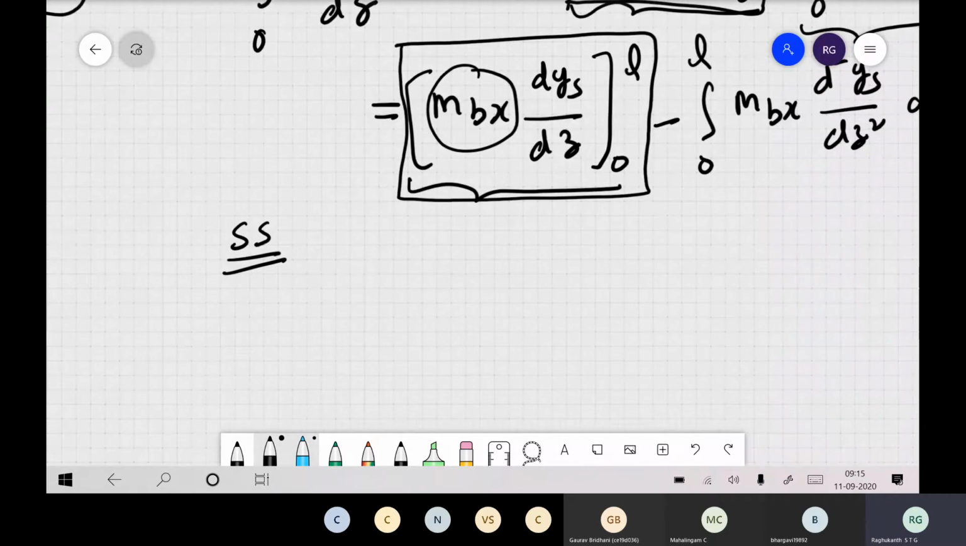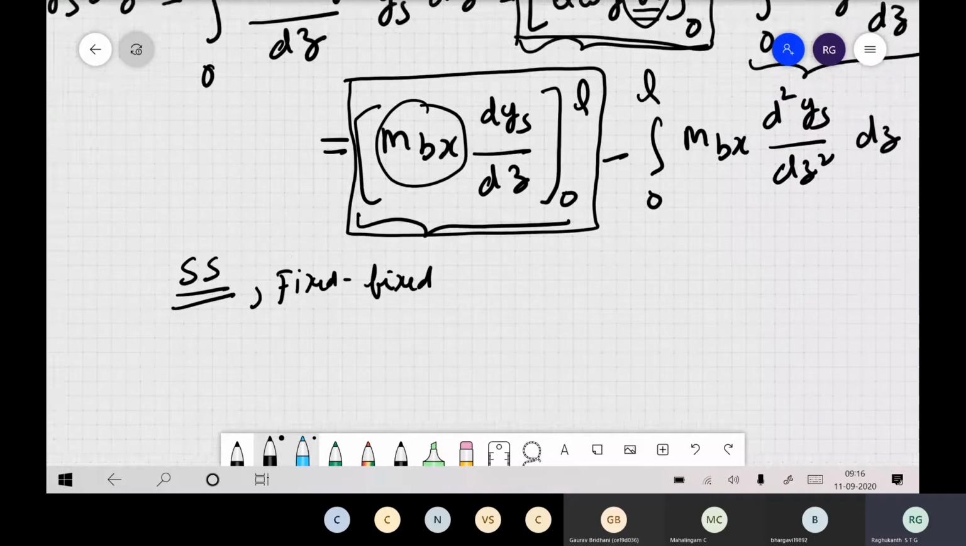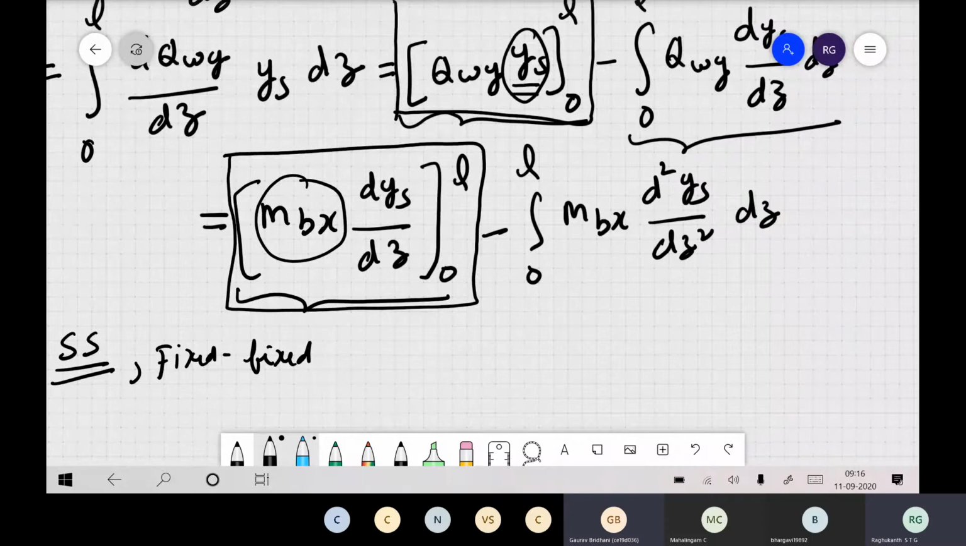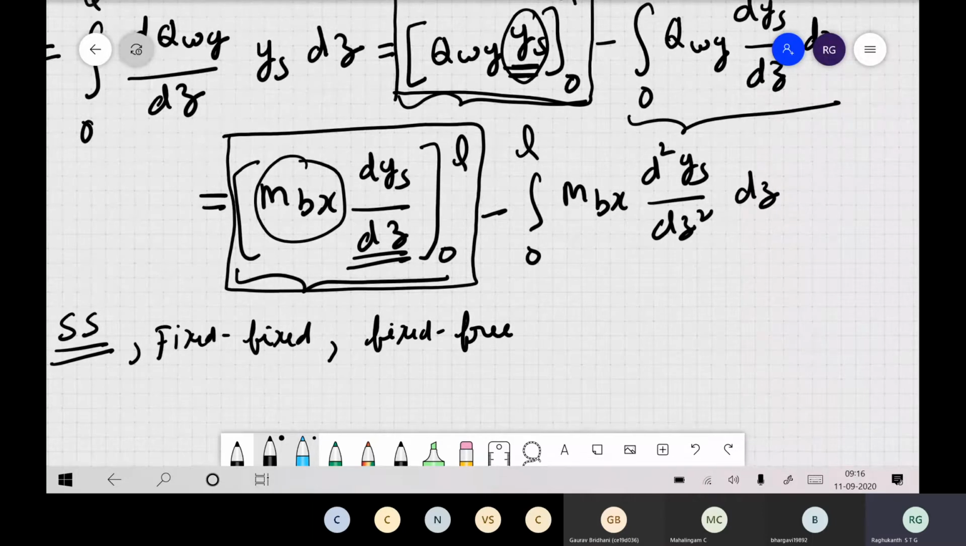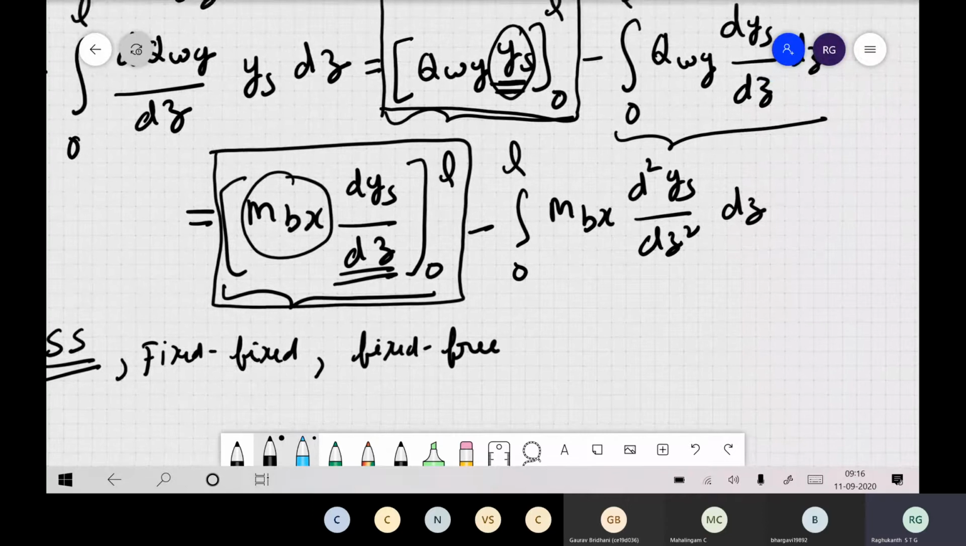Now suppose it is fixed, both the ends are fixed. What happens to these two? At the fixed end, what is 0? Deflection Ys is 0, and slope is also 0. So once again these two terms vanish. Now suppose it is a fixed-free cantilever. If one end is fixed, let us say at 0, then anyway both the terms are 0. Now at the free end, what is the boundary condition, like a cantilever?